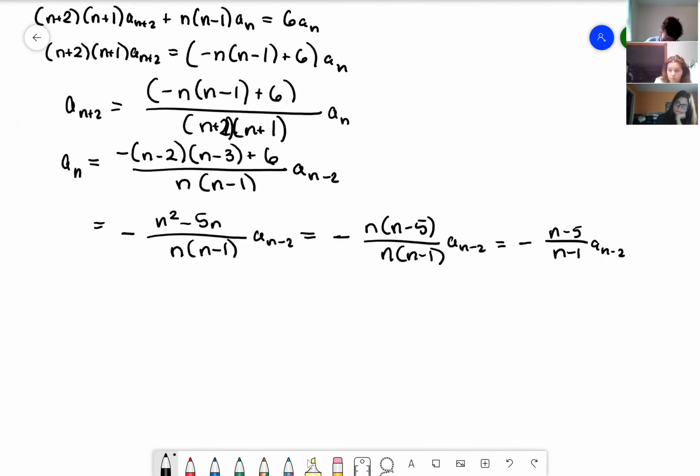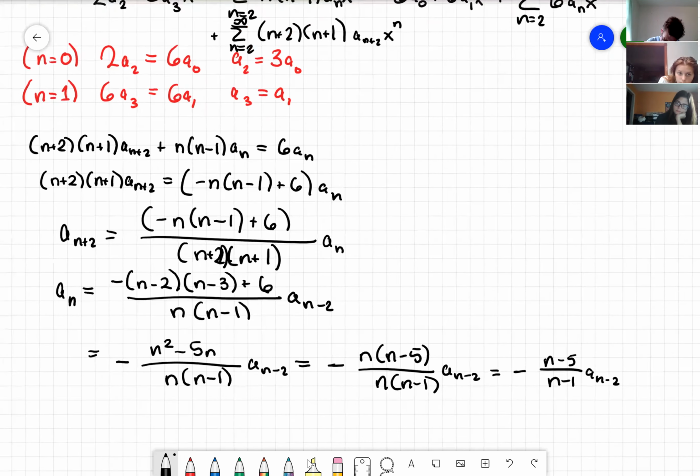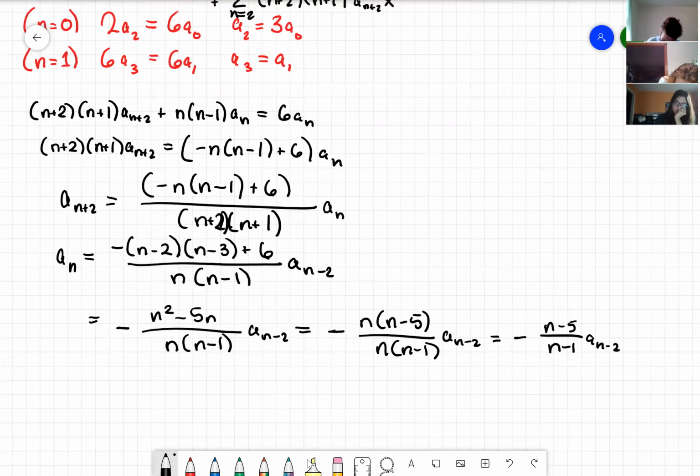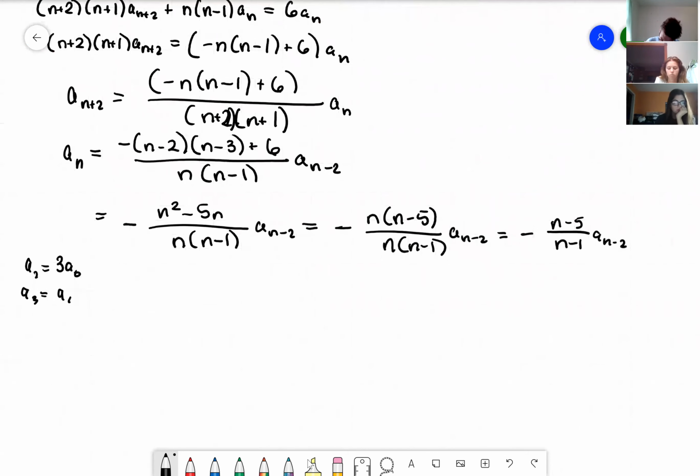a0 and a1 are arbitrary. a2, might as well copy it down. a2 is equal to 3a0. a3 is equal to a1. Is that what we get from this? So if we plug in, oh, let's write this. Let's rewrite this as just a statement by itself that we can scroll all this other stuff off.